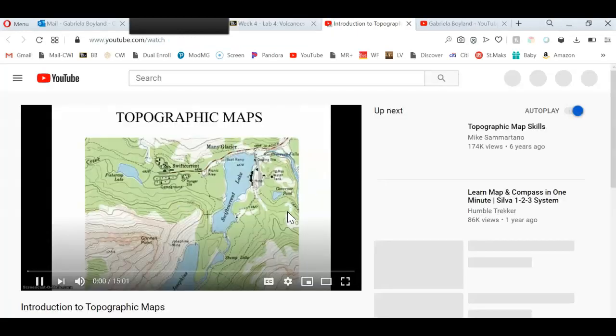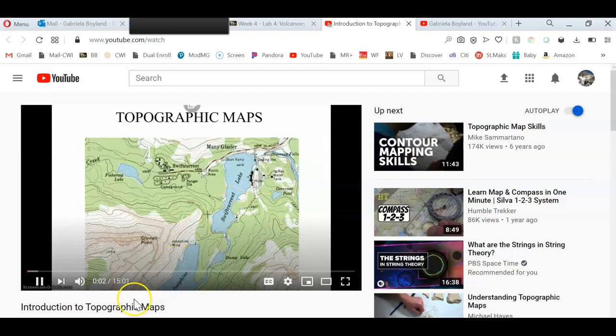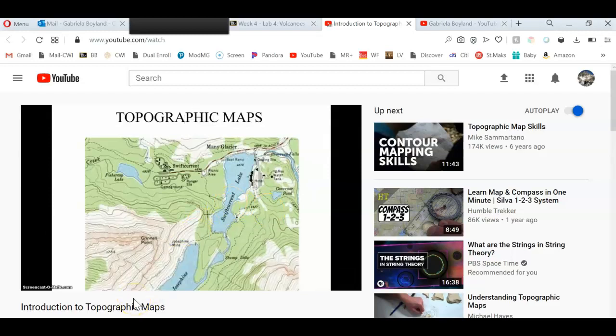Video pops up. Hi everybody. Today we're going to take a look at topographic maps. So right now you're looking at a topographic map.